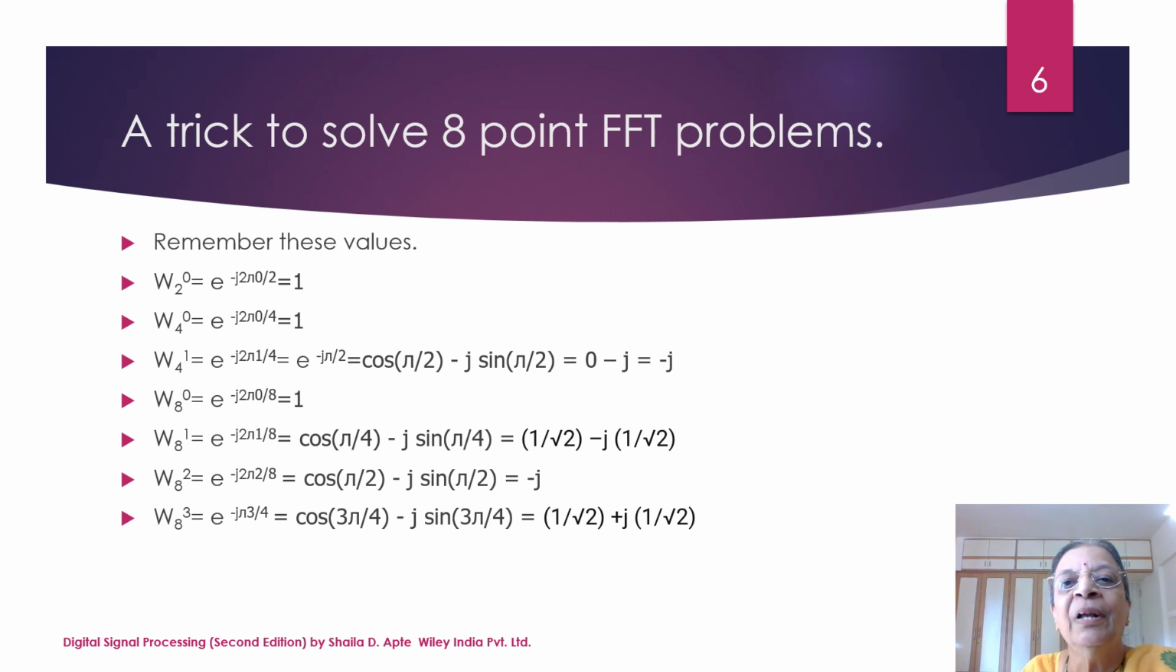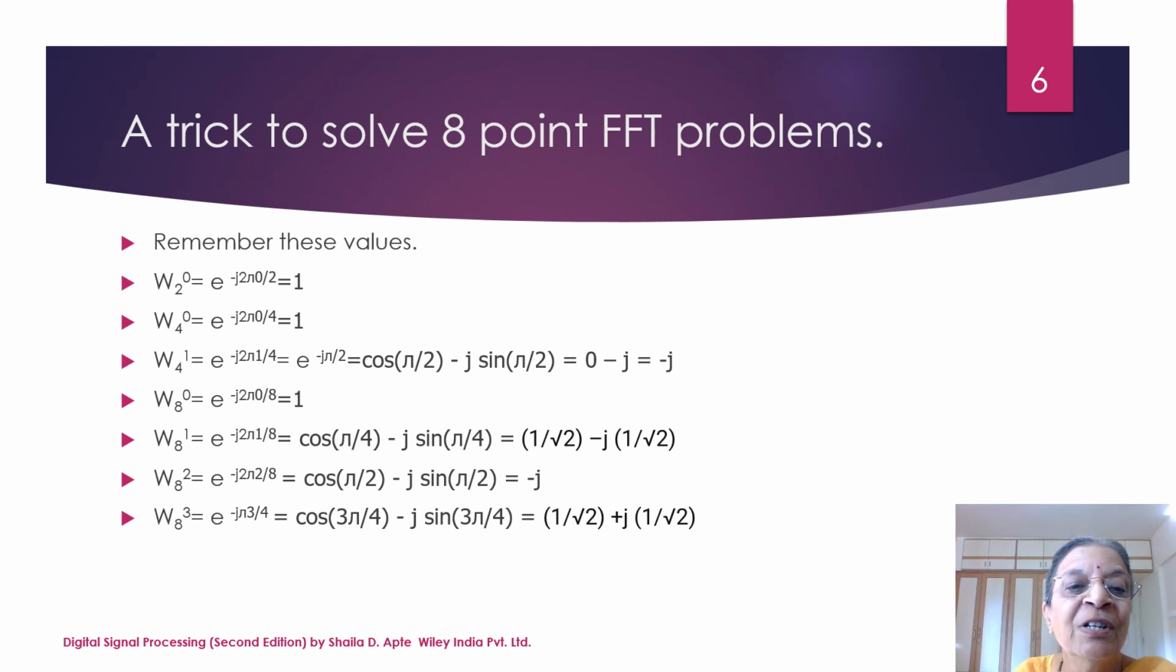A trick to solve the 8-point FFT problem. So many times you will be asked to solve the 8-point DFT problem, so I am specifically giving you the hints. You will have to remember these points. W2 raised to 0 is 1. So anything raised to 0 is 1. W4 raised to 0 is 1. W8 raised to 0 is also 1.